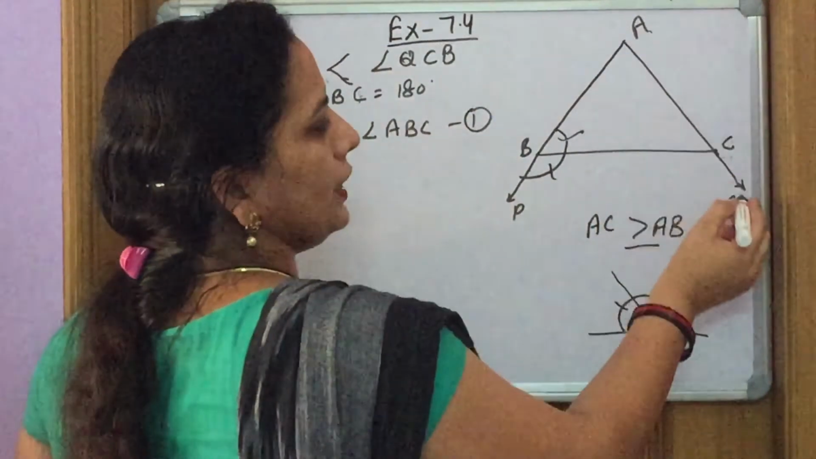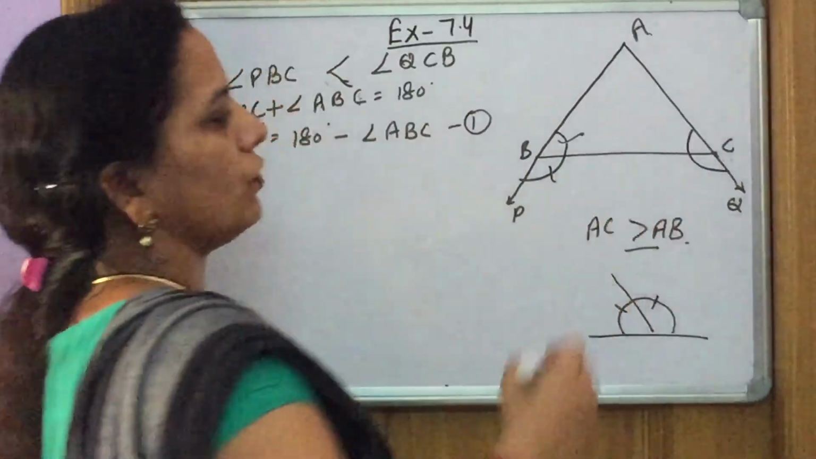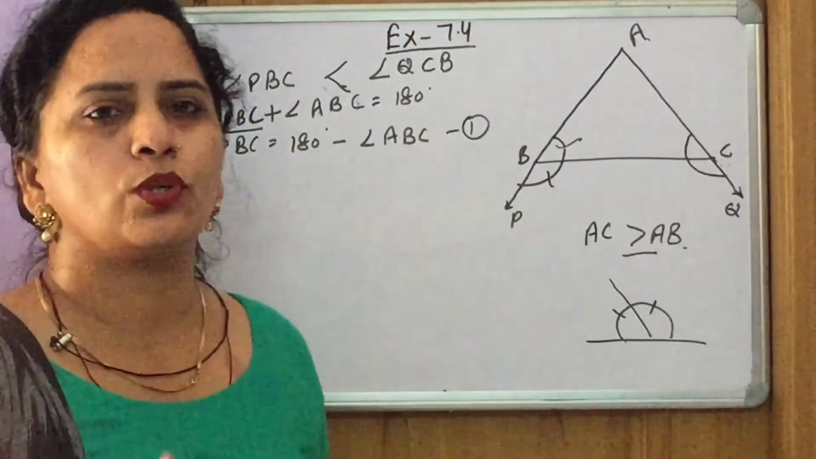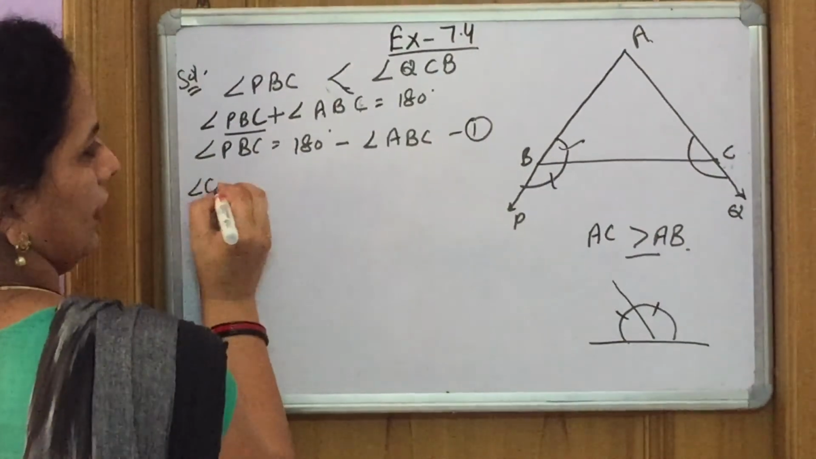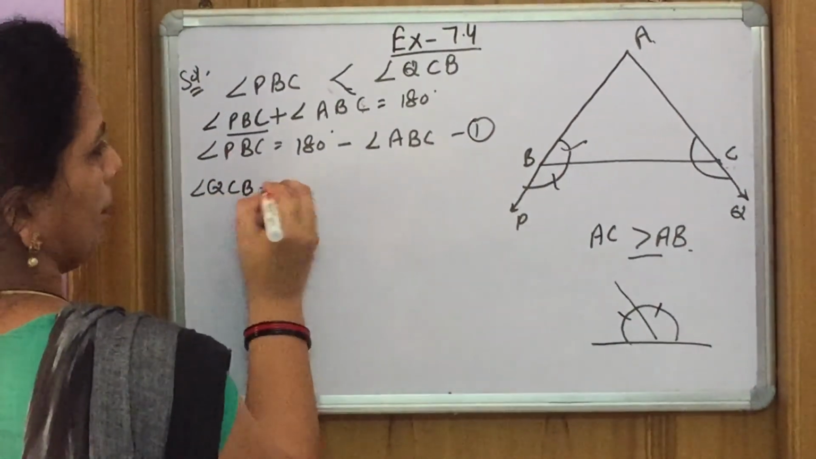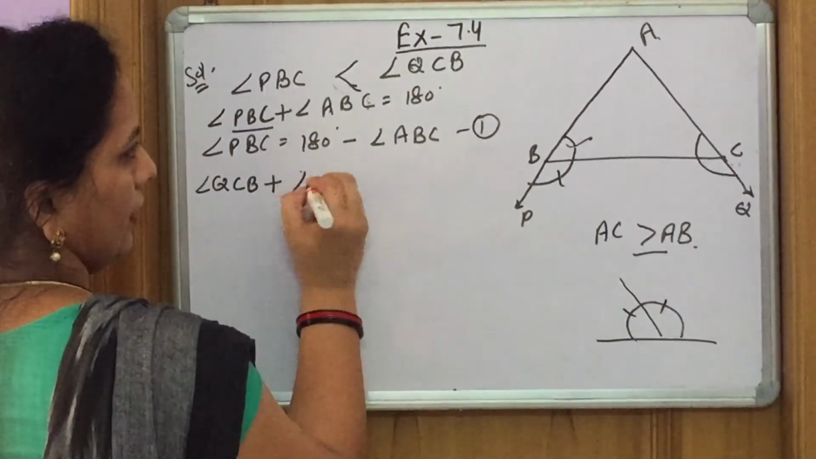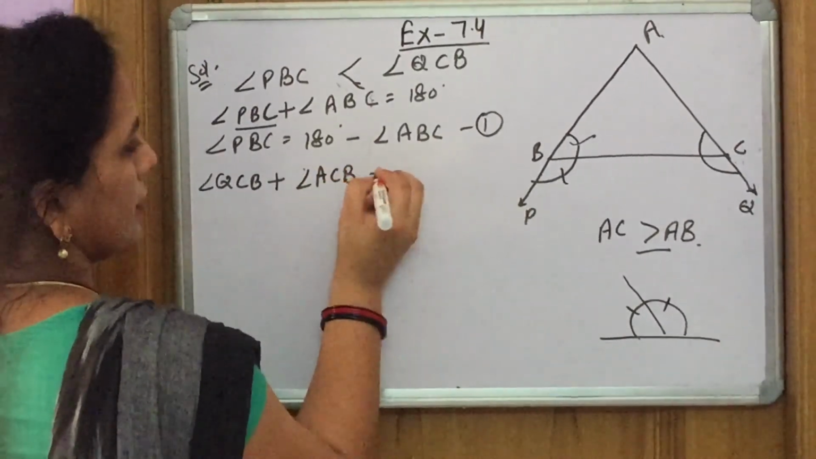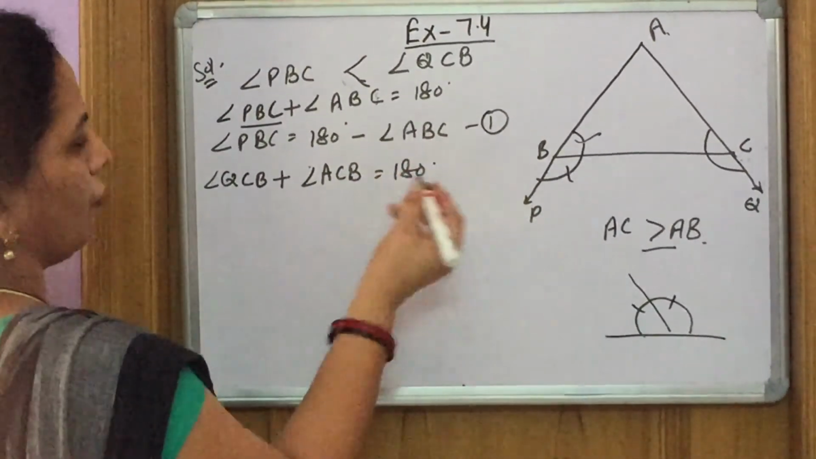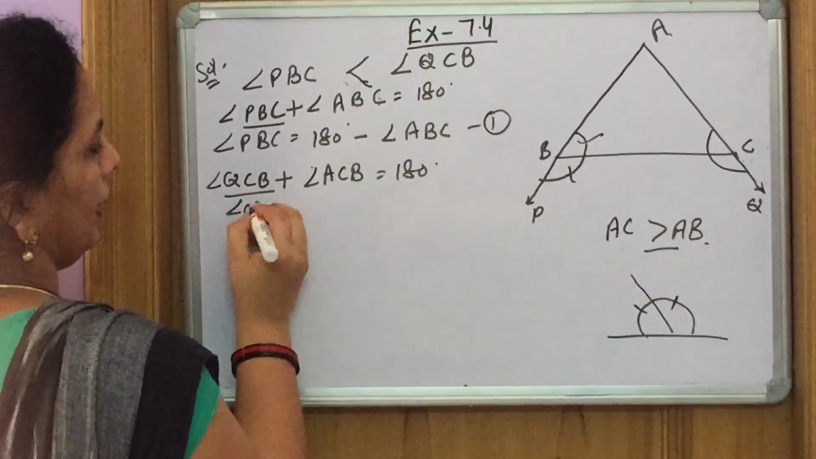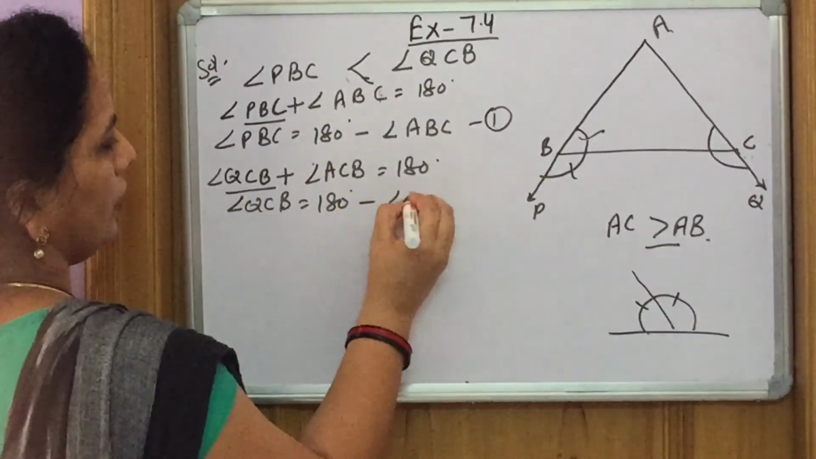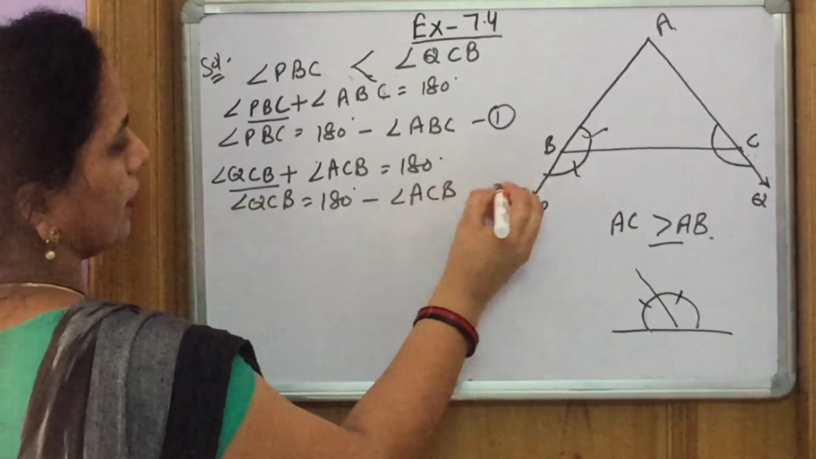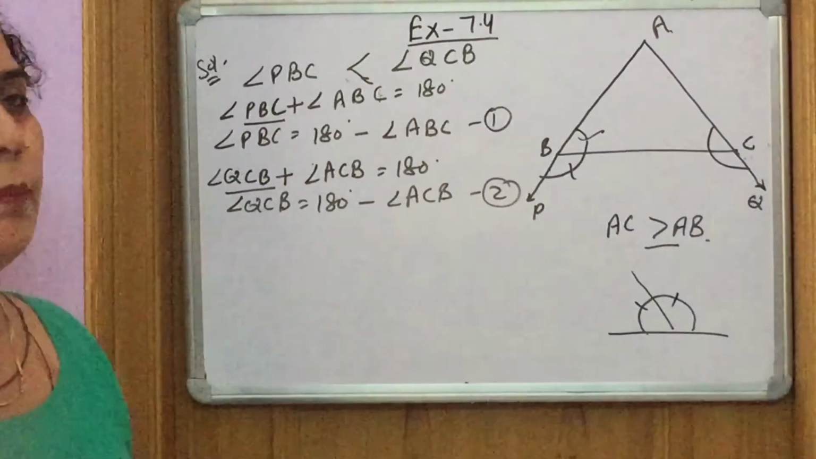Similarly, AQ is also a straight line, so we can say the sum of these two angles is equal to 180 degrees. Angle QCB plus angle ACB is equal to 180 degrees. From here again find the value of QCB, which will be equal to this one. This is our condition number 2.